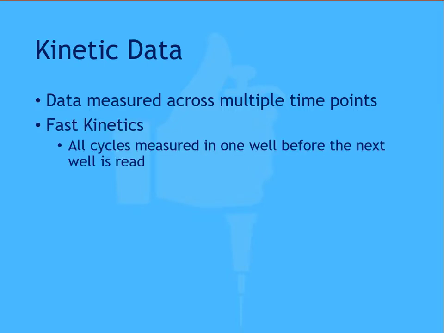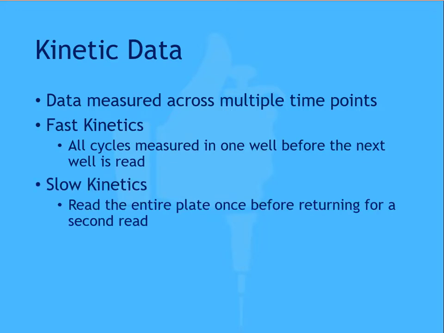Fast kinetics is where all cycles are measured in one well before the next well is read. This is appropriate in cases where the reaction occurs very quickly. Slow kinetics assays read the entire plate once before returning for a second read. Regardless of whether the kinetics assay is fast or slow, the analysis process is the same.